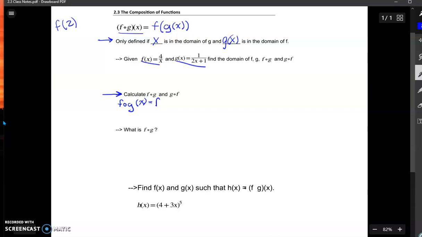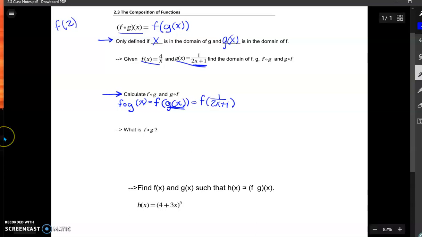Okay, so just like I said before, this means f of g of x. And just like with order of operations, you always start inside parentheses. We're going to do the same thing here. We're going to go inside the parentheses. So we're going to take f of something, and that something is whatever the value of g of x is. And we have that right up here. g of x is 1 over 2x plus 1.